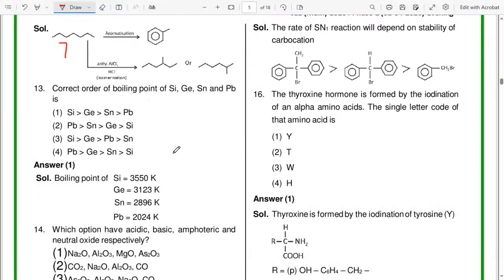Next, question number 13. Correct order of boiling point of silicon, germanium, tin and lead is, yes, it is going to follow like this: silicon greater than germanium, greater than tin, greater than lead. So the boiling points are like this. Yes, students. So silicon is going to have higher boiling point compared to lead, right? Silicon you will find in sand. Lead is easily meltable, but sand is very tough to melt, right? So this is the way you can remember also.